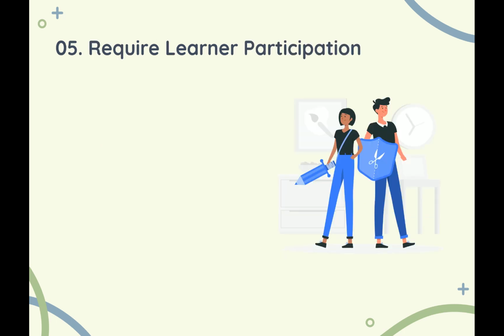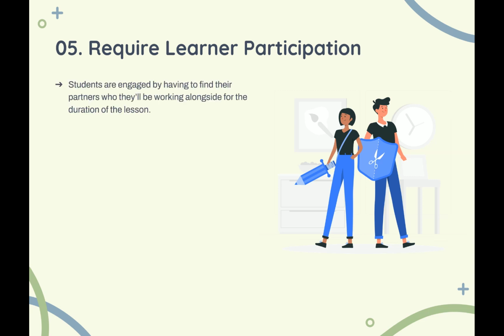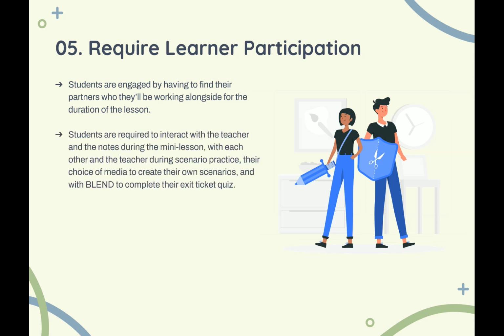Number 5, require learner participation. Students will be engaged with each other by having to find their partner that they'll be working with. They'll be required to interact with me and the notes and the presentation during the lesson. They'll be interacting with each other and me during the scenario practice. They'll be interacting with each other and their choice of media to create their own scenarios. And then, of course, with Blend to complete their exit ticket quiz.